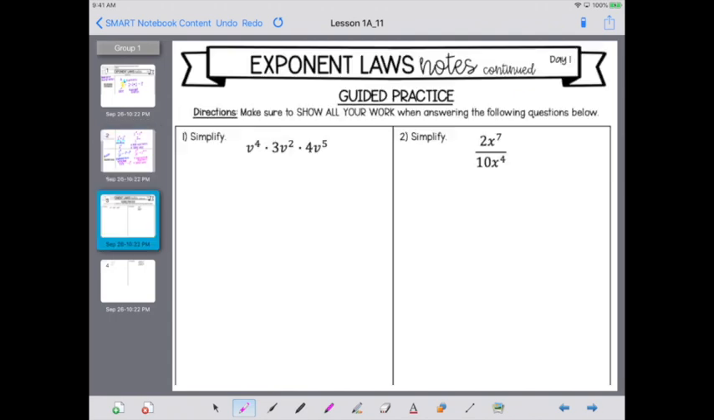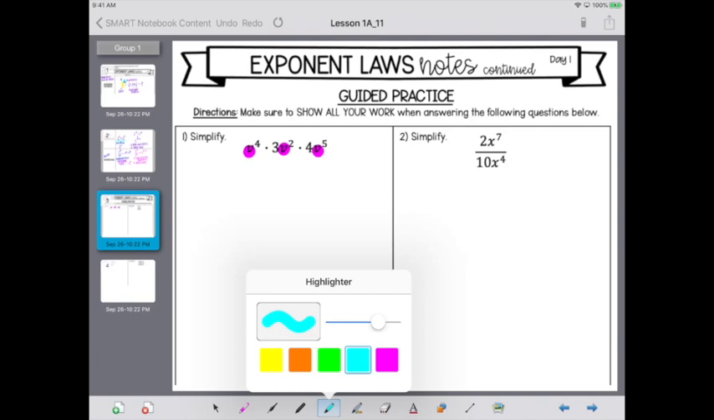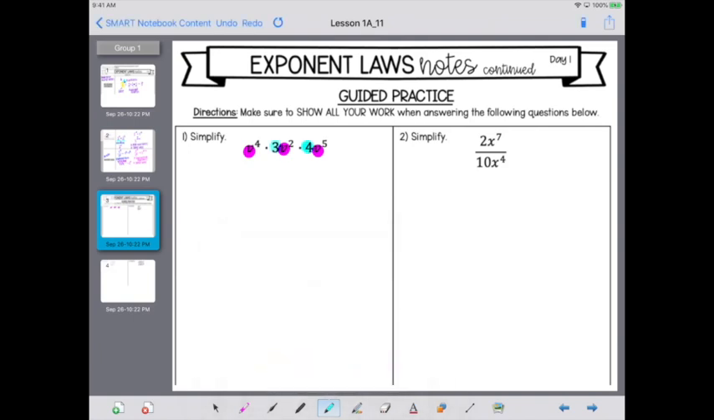Let's try it. So the first question is asking us to simplify. So we are going to check, do we have the same variable? Yes. But now we have coefficients, 3 and 4. Knowing our product rule, we're going to add our exponents. Knowing that the variables are all the same and our bases are all the same, we know it's going to stay as a v. We have 4 plus 2 plus 5.